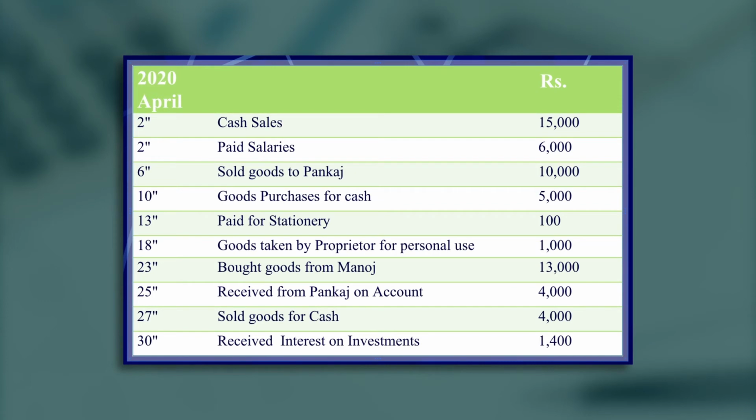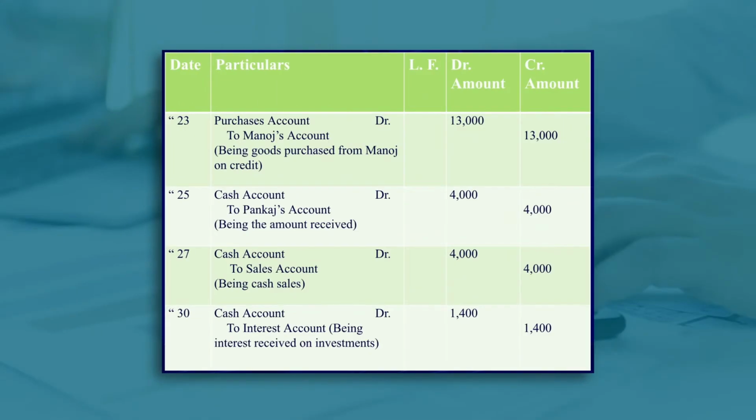Similarly, if you go back to the transaction, next one is cash account debit to Pankaj account. So, you will find 4,000 rupees in the debit side of cash account and 4,000 rupees in the credit side of Pankaj account. Kindly check debit side 4,000 of cash account, 4,000 rupees to Pankaj. Similarly, you will find 4,000 in the credit side of Pankaj account. Kindly check 4,000 rupees by cash.